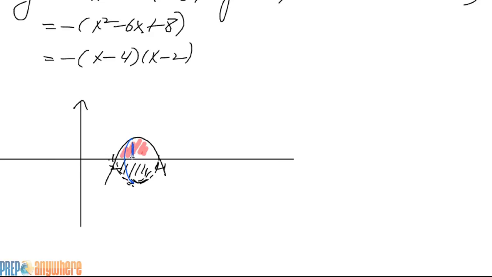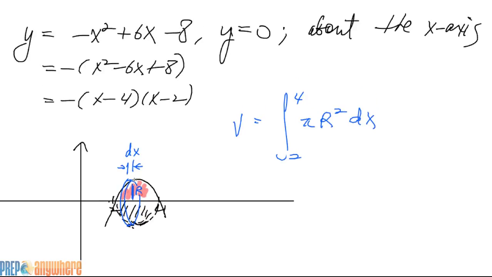We need to be concerned about this radius here. It's got, of course, a little thickness. So that thickness is dx. So the volume will be from integration from 2 to 4 of pi, the radius squared, times dx. Of course the radius is just the y value on the function, so it's this.